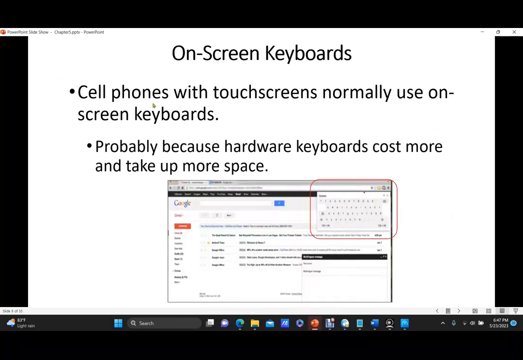Cell phones with touchscreens will usually use on screen keyboards, probably because the hardware keyboards are more expensive and larger, take up more space, so that the cell phones that ended up using hardware keyboards would be larger and more expensive.